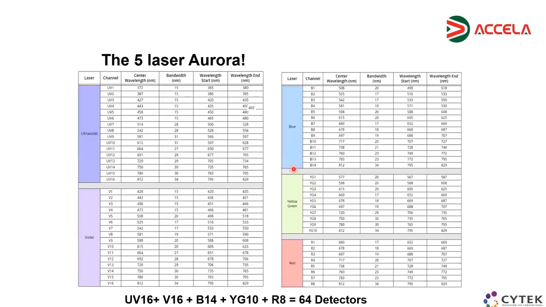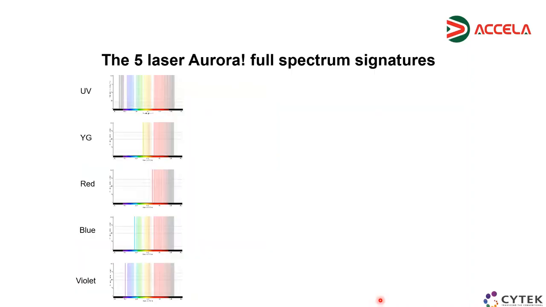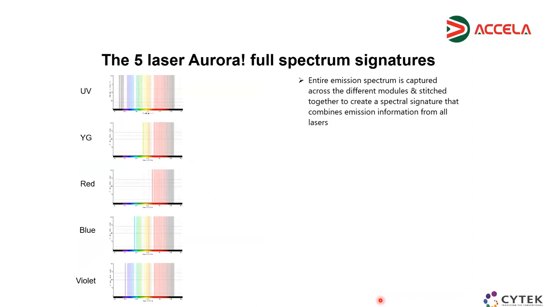And that's the composition of the 5 laser instrument. Once again, you might notice how small the bandwidths are, the size of the bandpass filters, starting from 15 up to 35 nanometers. So we have basically 16 UV, 16 violet, 14 blue, 10 yellow-green, and 8 in the red, for a total of 64 fluorescent channels. So extreme flexibility.